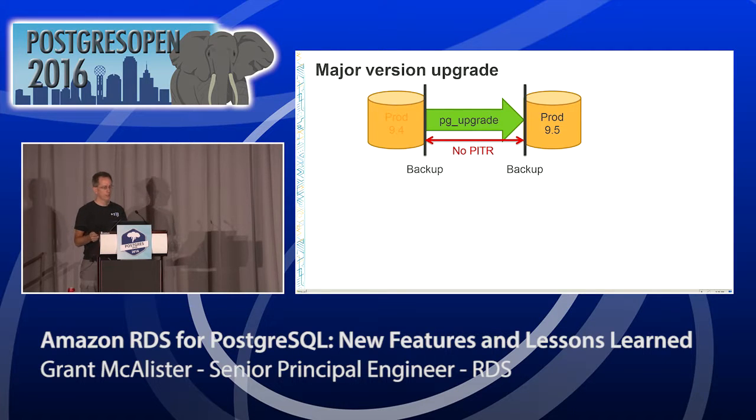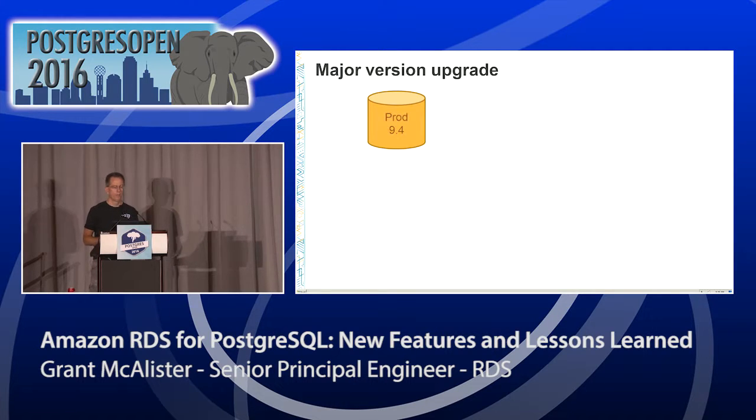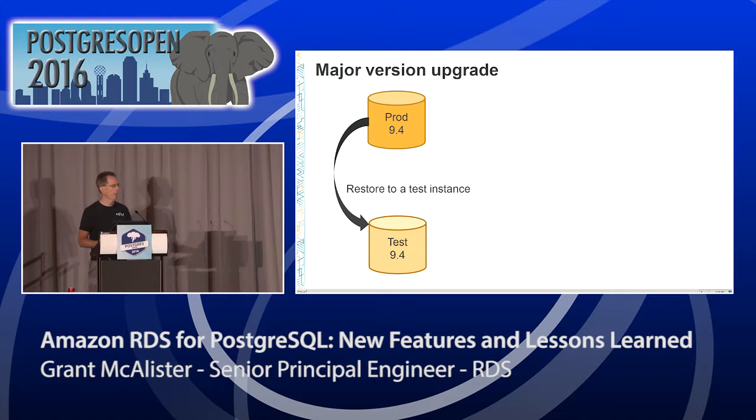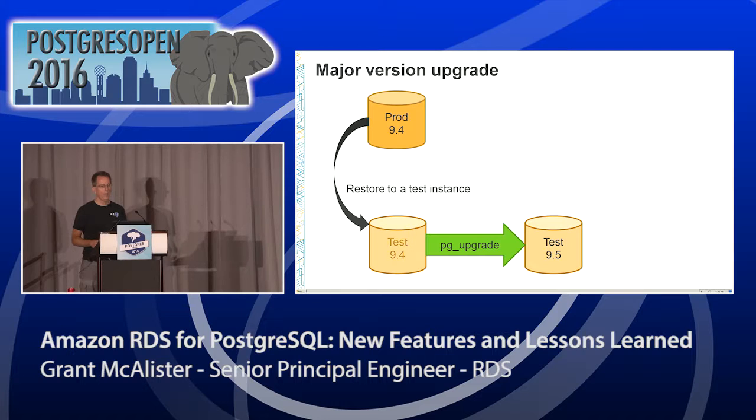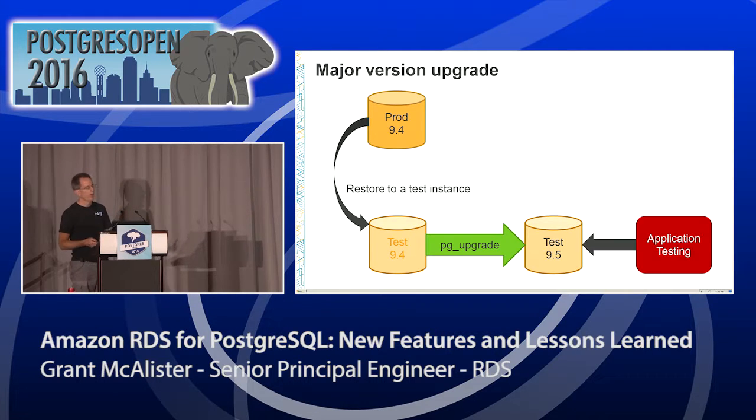Now, of course, you could just do this, but we don't recommend that being the best practice. What we recommend is that you actually make a test instance to upgrade, and then you go through and you do the upgrade, and you basically see the resulting instance, right? And then you can run your applications, you can check them out, you can make sure everything works before you go do the production one.